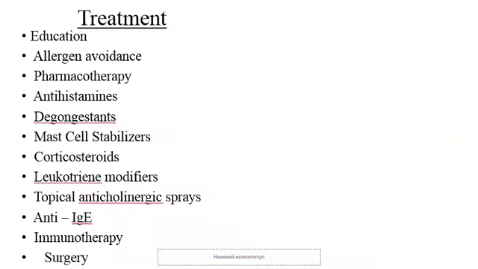For the treatment of allergic rhinitis, first and most important is the education of the patients, then allergen avoidance and pharmacotherapy: antihistamines, decongestants, mast cell stabilizers, corticosteroids, leukotriene modifiers, topical anticholinergic sprays, anti-IgE, immunotherapy, and surgery is also very important.